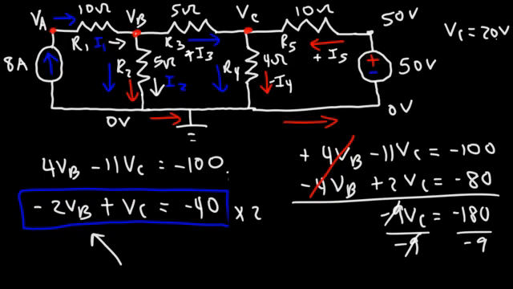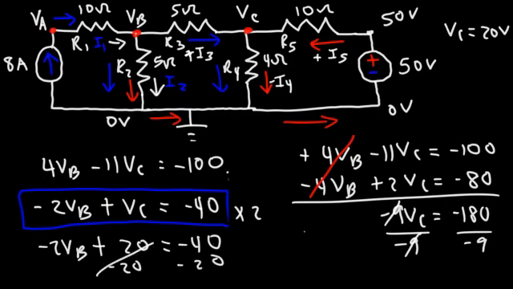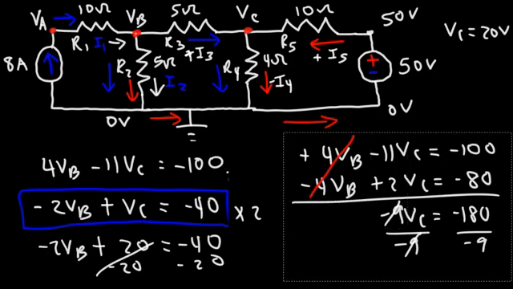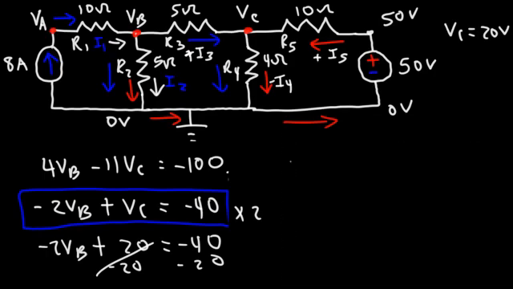Now let's calculate VB. I'm going to use this equation before I multiply it by 2. So I have negative 2 VB, and let's replace VC with 20. And now let's subtract both sides by 20. So I'm going to have negative 2 VB equals negative 40 minus 20, which is negative 60.